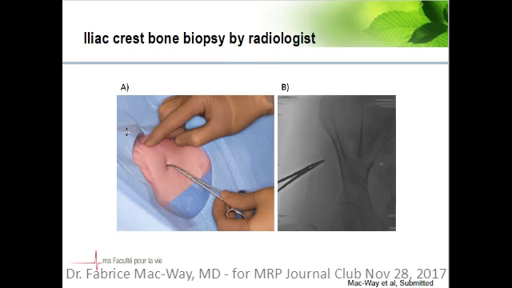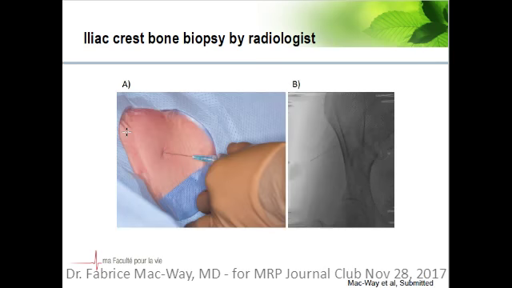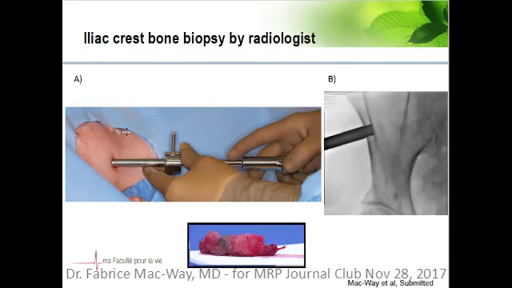So here is the right iliac crest. Under fluoroscopy, you can see exactly where we're going to go. So here's the iliac crest, the outer cortical bone, and the inner cortical bone. And then we give local anesthesia. And then we go for the biopsy. We go through the outer cortical bone and inner cortical bone to have a specimen, always a perfect specimen.